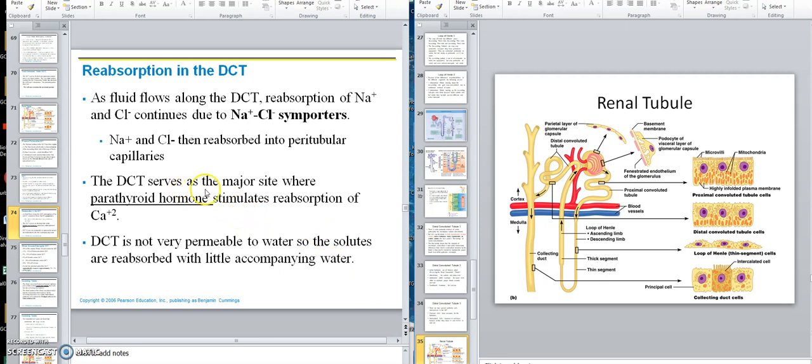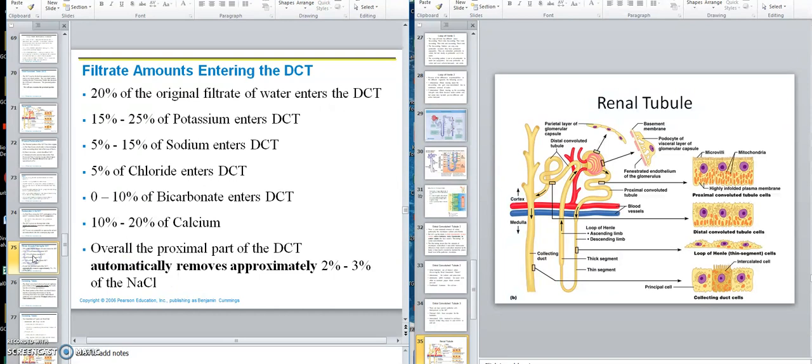The DCT serves as a major site where parathyroid hormone causes reabsorption of calcium. If you go back to my ANP1, parathyroid hormone is the main hormone for calcium balance in the body. DCT is not permeable to water because it does not have committed aquaporins, but it could have those if necessary. And what would bring those in is antidiuretic hormone. Now let's look at what we have here.